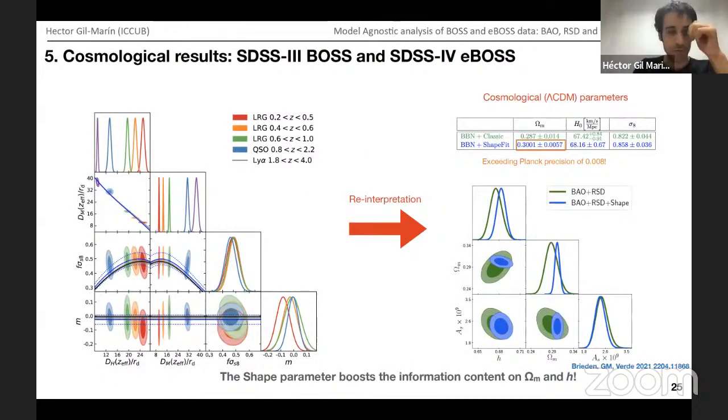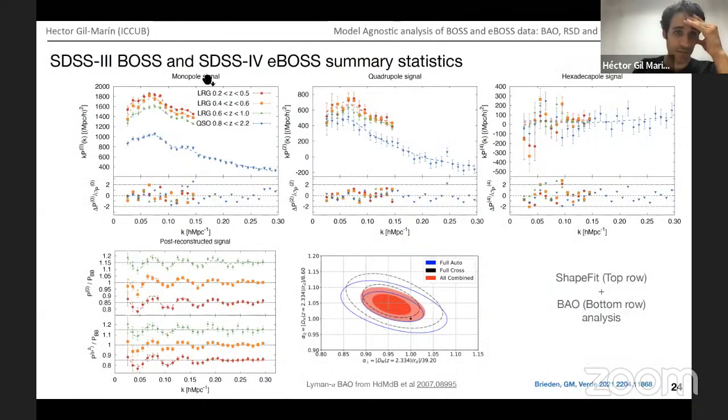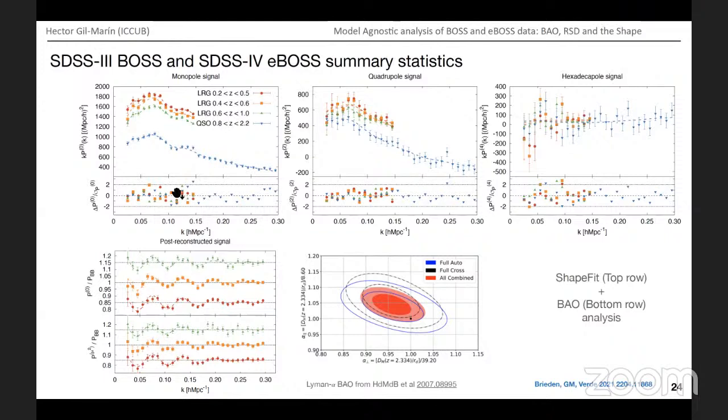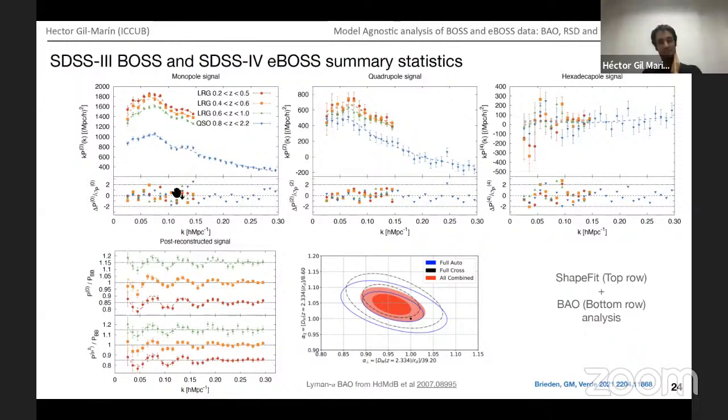Right. So I'm not sure what he means by the monopole, because the monopole signal is this. For higher redshift intervals, it shifts to the right. I don't know. Yeah, sorry, I'm not sure I understand.